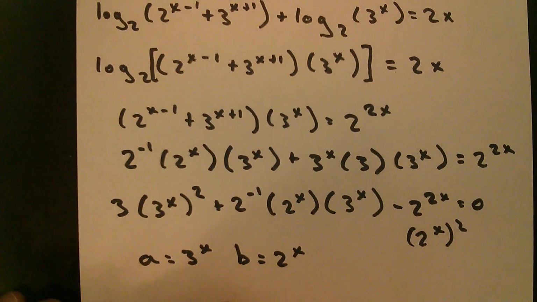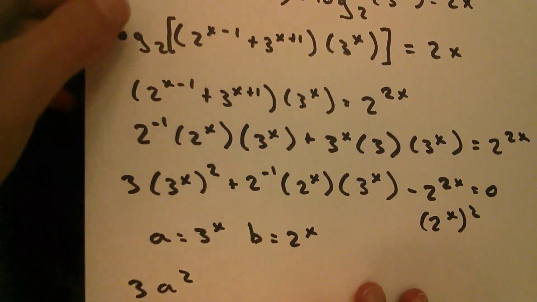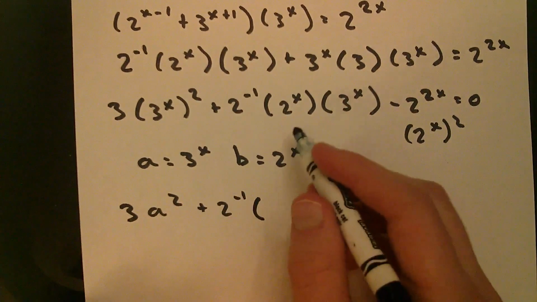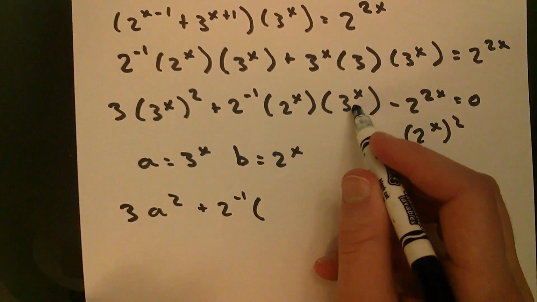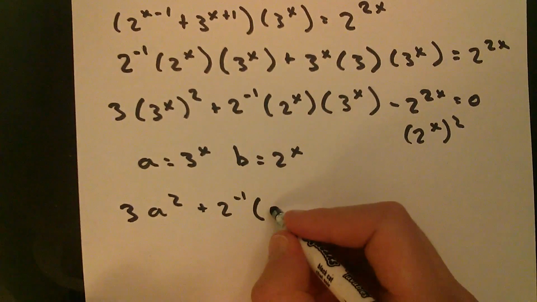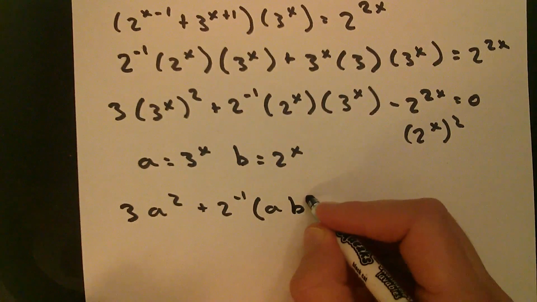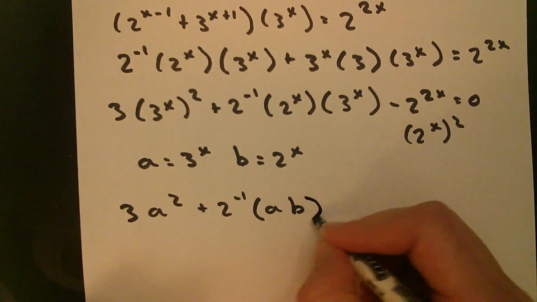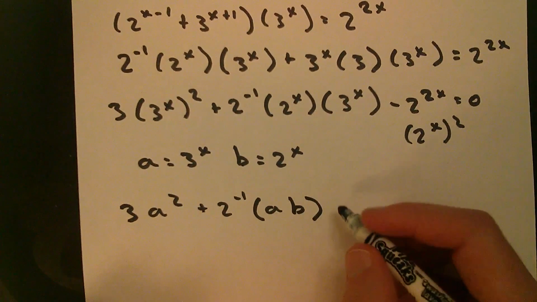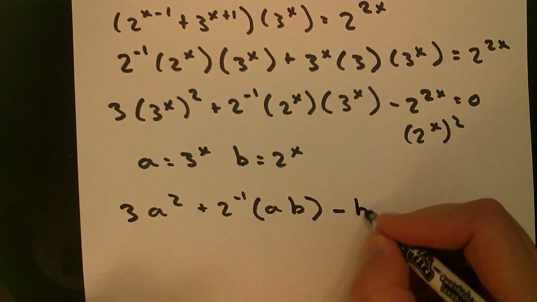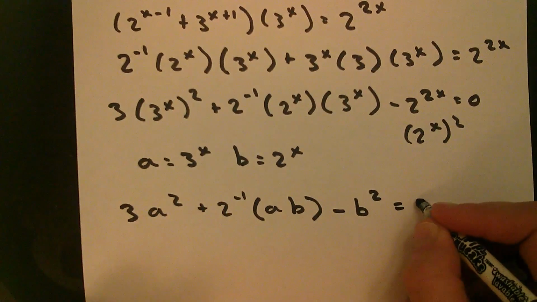So I can rewrite this equation now as 3 times 3 to the power of x, I'm just going to write a squared, plus 2 to the power of negative 1 times 2 to the power of x times 3 to the power of x. I just want to put my a first, so I'm going to write a. It doesn't matter since it's multiplication. 2 to the power of negative 1 times 2ab minus 2 to the power of x is just b squared equals 0.